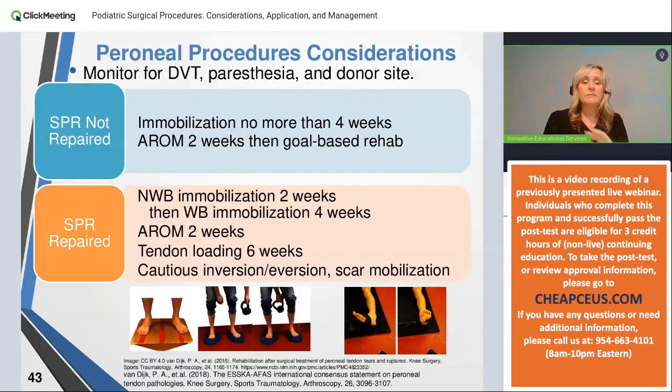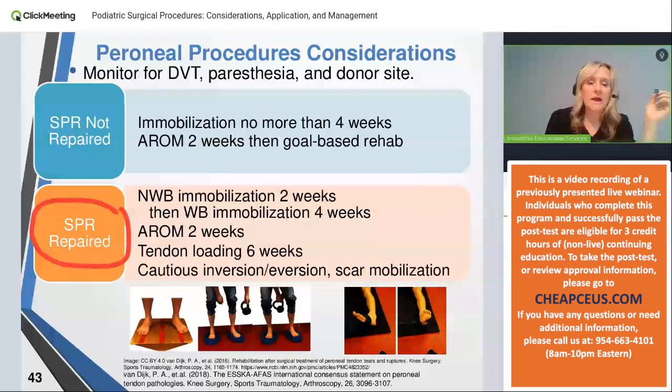So if the retinaculum is not repaired, the patient is going to be immobilized, usually for about 4 weeks. Active range of motion will be able to start a little bit sooner at about the 2-week mark for that patient. Then, when you progress that patient, you're going to start with seated, do bilateral standing, and then progress them.